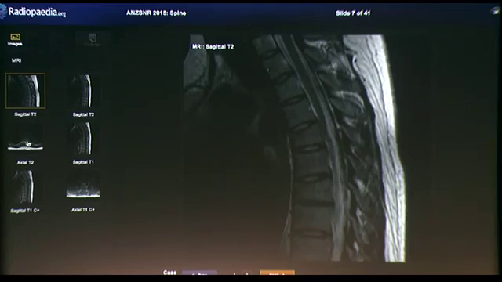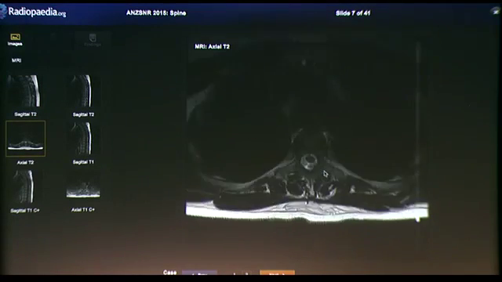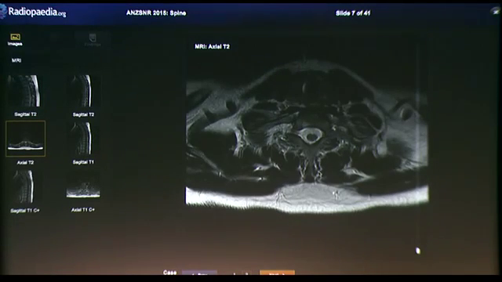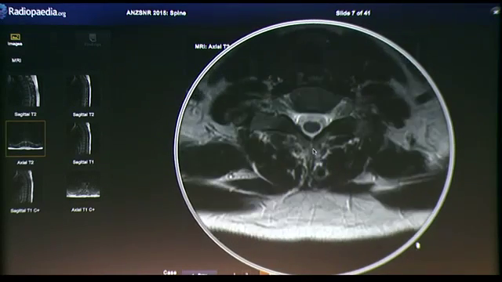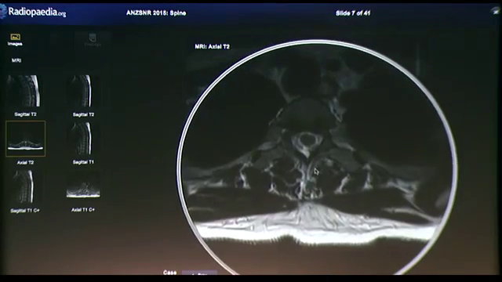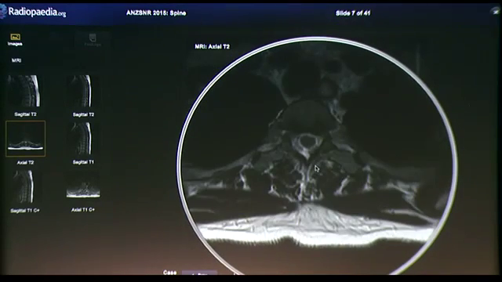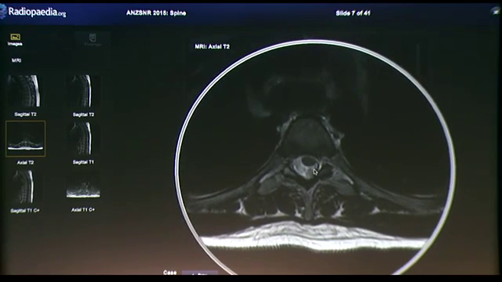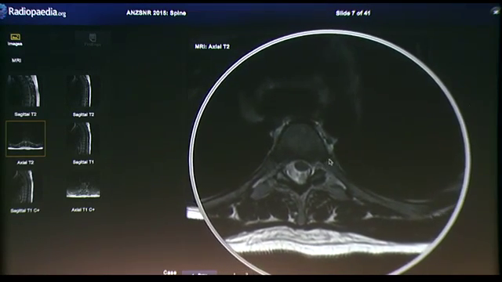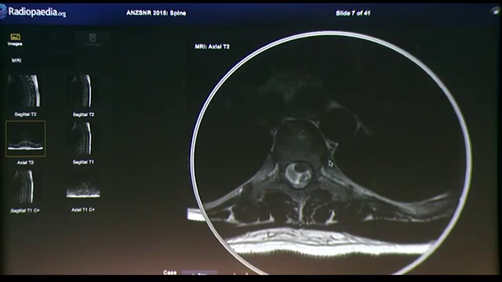So if we take a look on the axial T2 sequences, you can see that above the level of abnormality, we have a fairly normal-looking cord, normally positioned within the spinal canal. Start scrolling down, and it's being displaced anteriorly and toward the left, and kind of almost rotated.